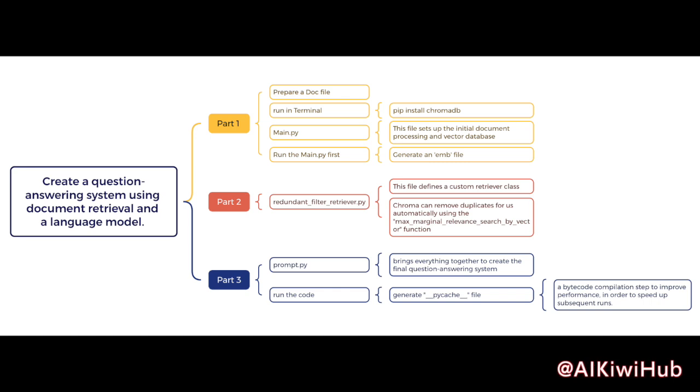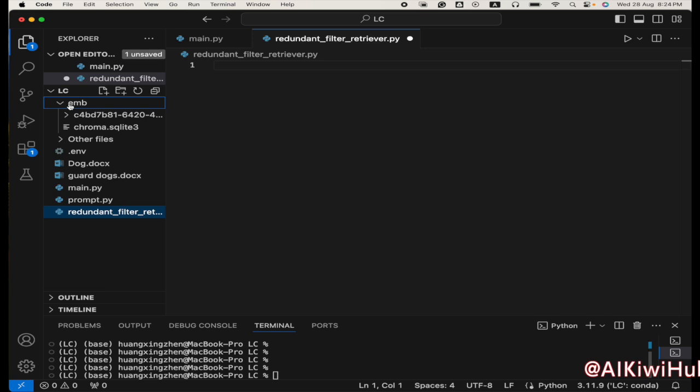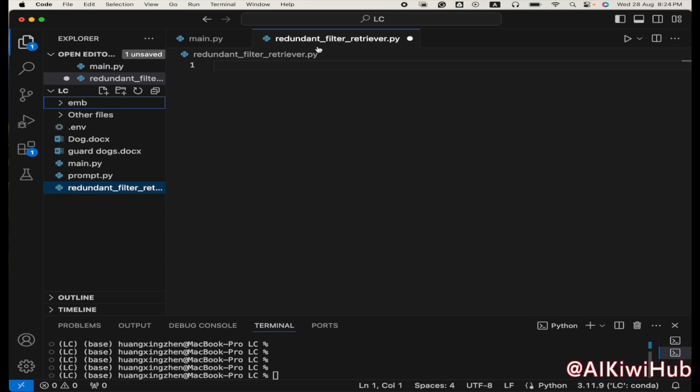This is the part 2 video of Create a Question Answering System using Document Retrieval and a Language Model. As I mentioned before, in these 3 parts, I use the docx loader, embeddings, Chroma Database, the max marginal relevance search by vector function, and other relevant functions to achieve the goal. In part 1, we set up an initial document processing and vector database, and an EMB file was created. In part 2, we are going to define a custom retriever class.